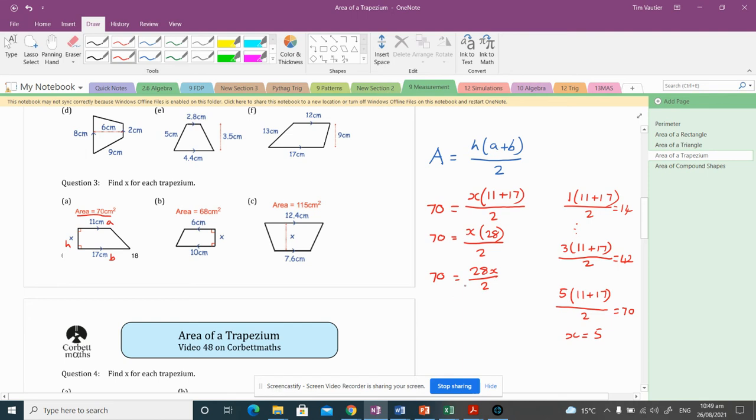That's our shorthand way of writing a number timesing a letter. We could simplify this a little bit further, because 28, we could divide that by 2. 28 lots of x divided by 2 would be 14 lots of x. So what we're doing here is trying to find, well, 14 times what number is 70, which is equivalent to doing 70 divided by 14, which would come out as 5 centimeters.